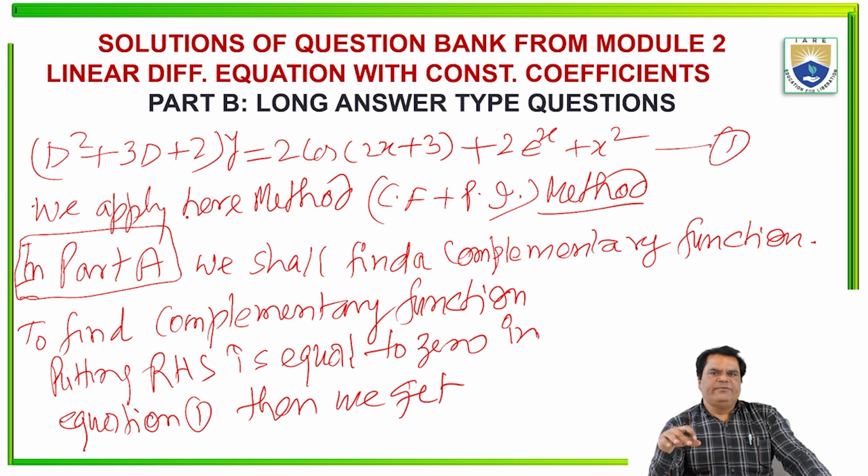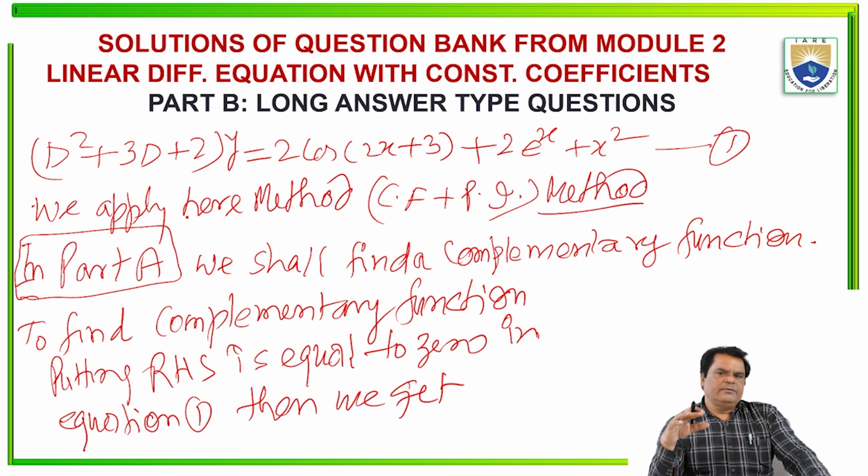If the right hand side is given as some function of x, we take that right hand side function as Q, known as the Q function. Q is some function of x. So we put the right hand side equal to 0.